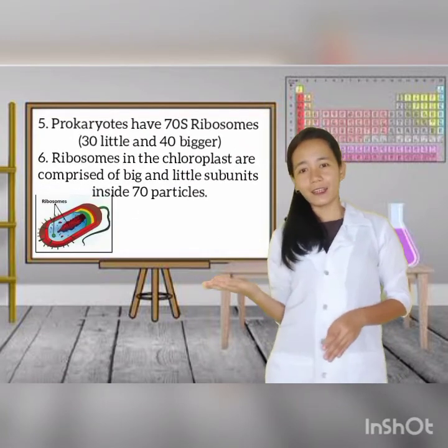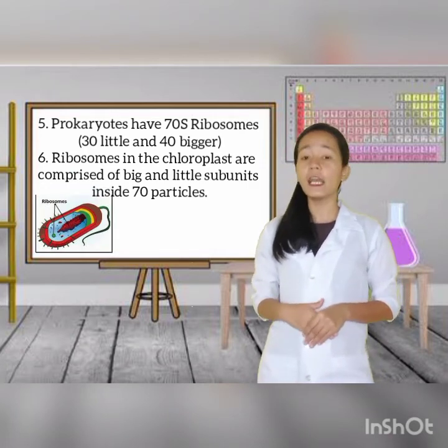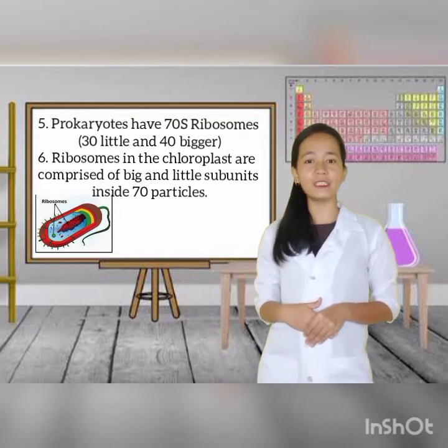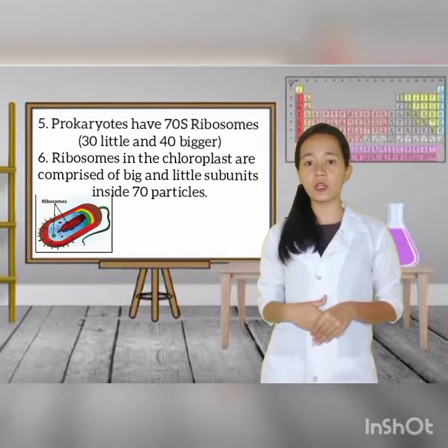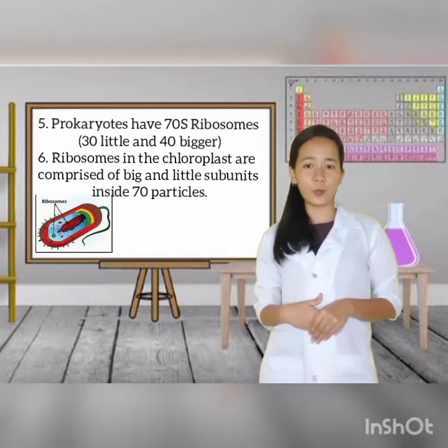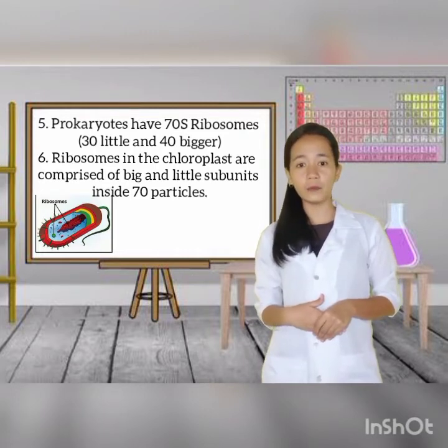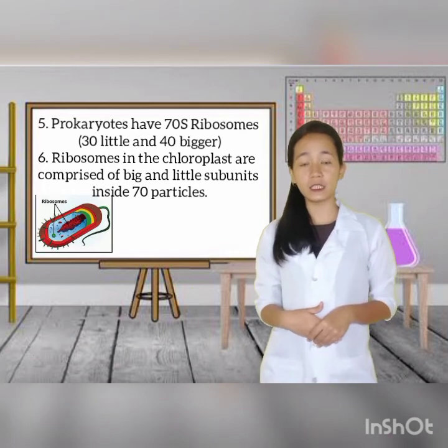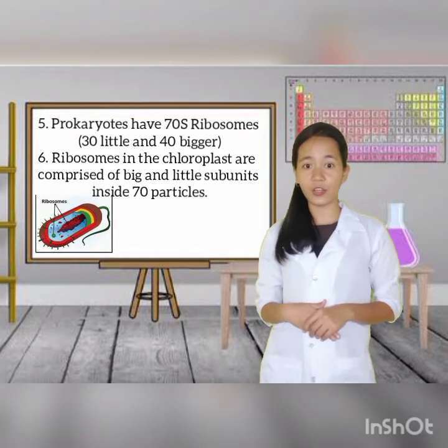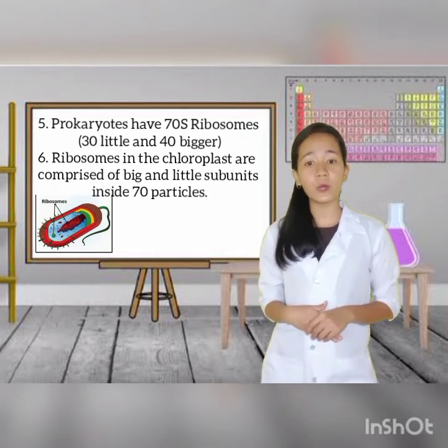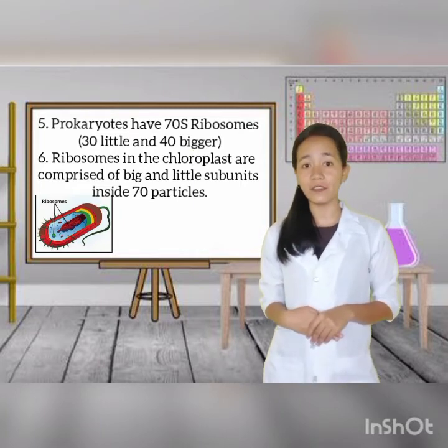In prokaryotic cells, there are 70S ribosomes, respectively comprising the small subunit of 30S and the bigger subunit of 50S. Eukaryotes have 80S ribosomes, comprising the small 40S and the substantial 60S subunits. Ribosomes seen in the chloroplasts and mitochondria of the eukaryotes are composed of big and small subunits of protein inside the 70S particles.